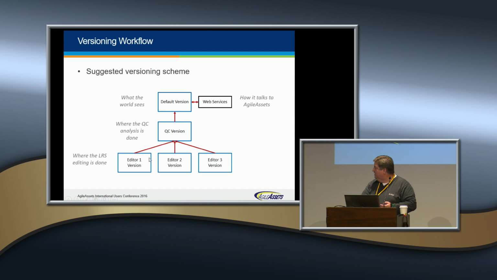They can check their own data, but usually I recommend one more level so that editor one's edits don't overlap measures or something with editor two's measures. Once you get to that point, when you QC everybody's data all together, then you can flush it to the default version, and that's the one the world sees, and the one the web services see that does the interface. So you tend to be a little bit safer if you go through a versioning level like that, and they've made it fairly simple to set up.